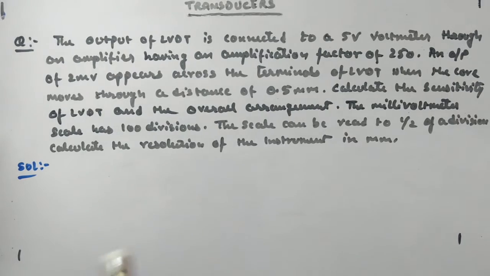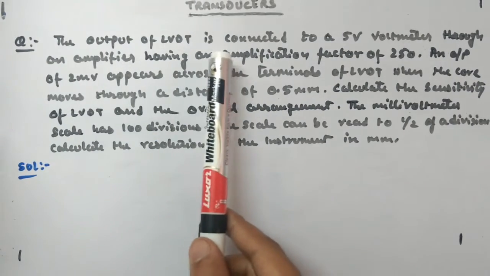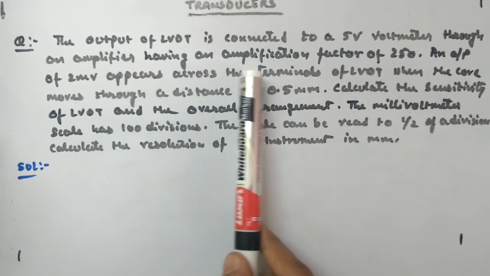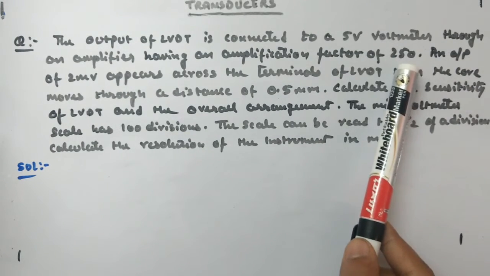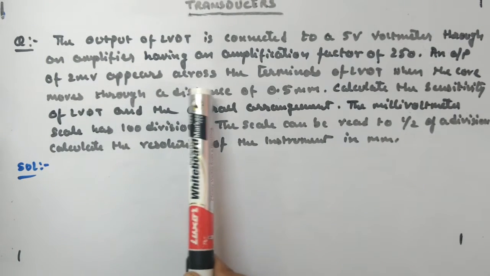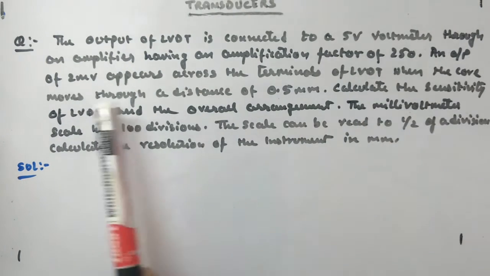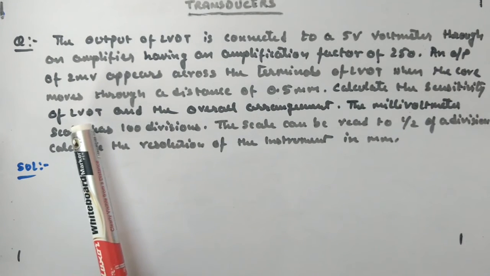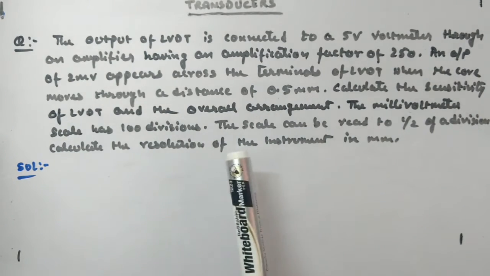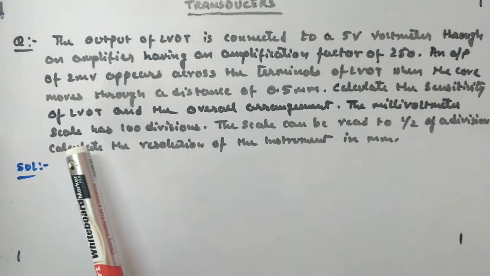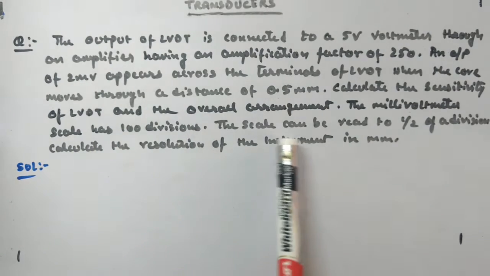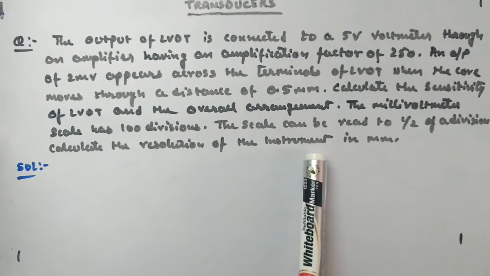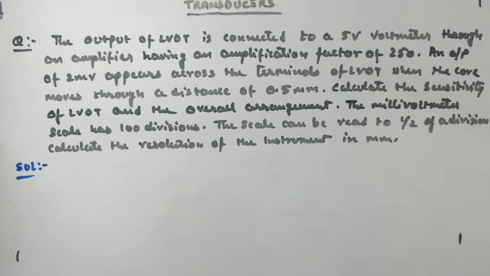Okay, question. The output of an LVDT is connected to a 5 volt voltmeter through an amplifier having an amplification factor of 250. An output of 2 millivolt appears across the terminals of the LVDT when the core moves through a distance of 0.5 mm. Calculate the sensitivity of the LVDT and the overall arrangement. The millivoltmeter scale has 100 divisions. The scale can be read to half of a division. Calculate the resolution of the instrument in mm.